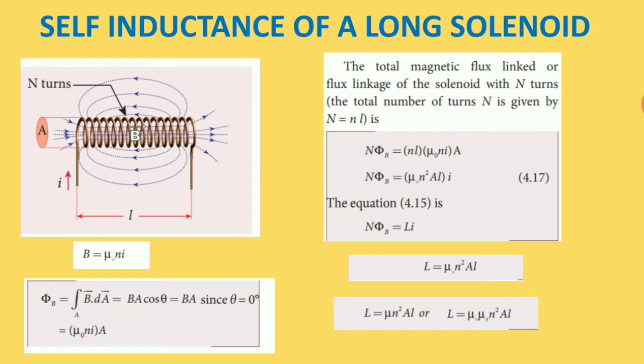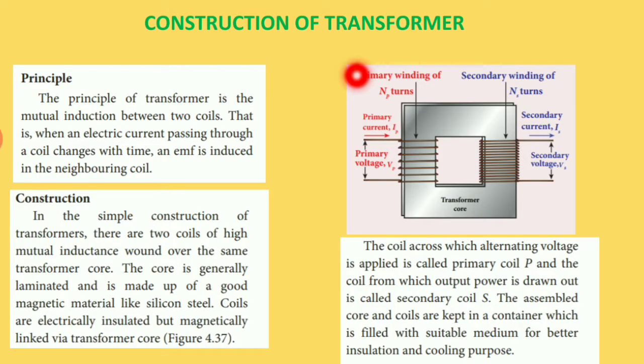Now we have L is equal to mu 0 n squared A L. The inductance of the coil depends on the geometry of the solenoid and the medium present inside the solenoid. For a dielectric medium of permeability mu r, L is equal to mu n squared A L, or L is equal to mu 0 mu r n squared A L.